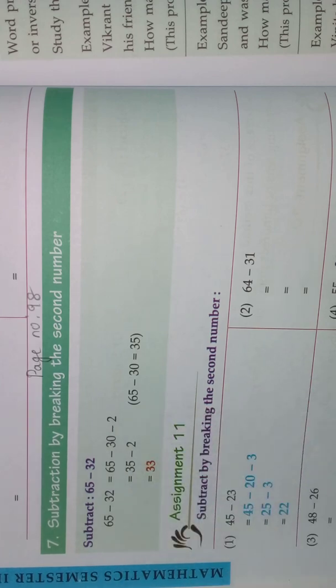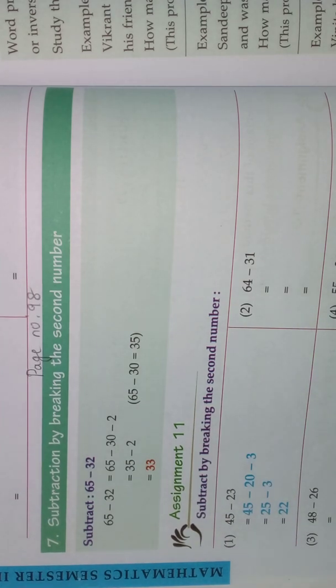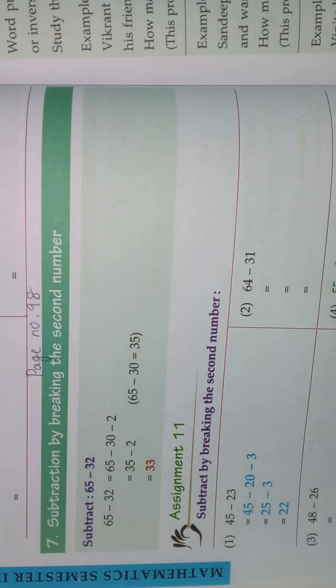So, 65 minus 30 is easy, no? 65 minus 30 how much? 35. 35 minus 2 is 33. So, in this way we can do subtraction. Come, we will do the assignment 11.